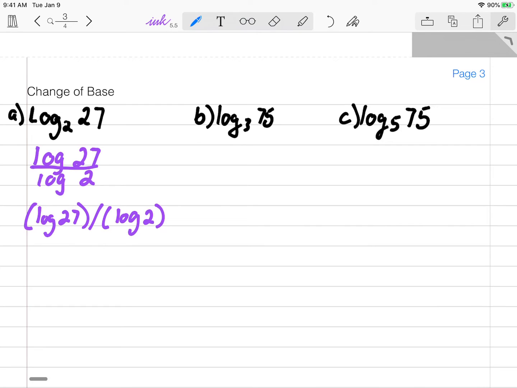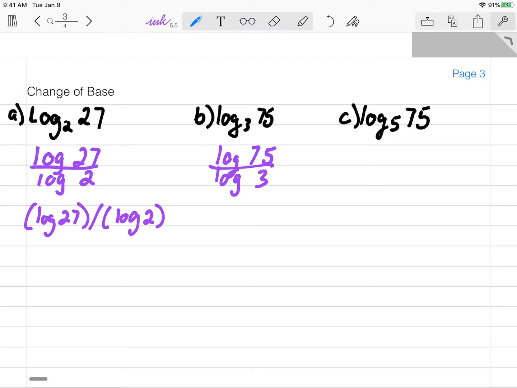Problem B, I want to change the base. So I'm changing the base from a 3 to a 10. So it's log of 75 over the log of 3. The way I remember is what's higher in your problem. 75 is on the line. The 3 is that base. It's a little lower. So the 3 goes lower to the denominator.